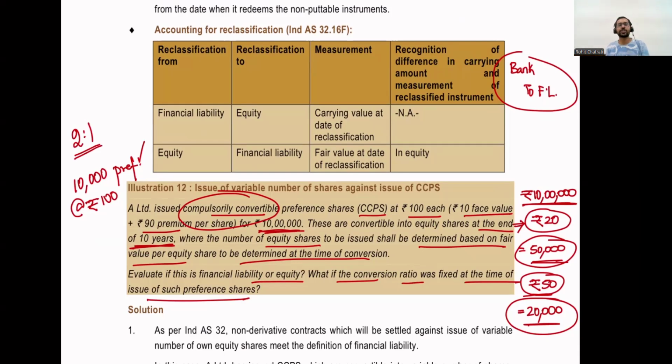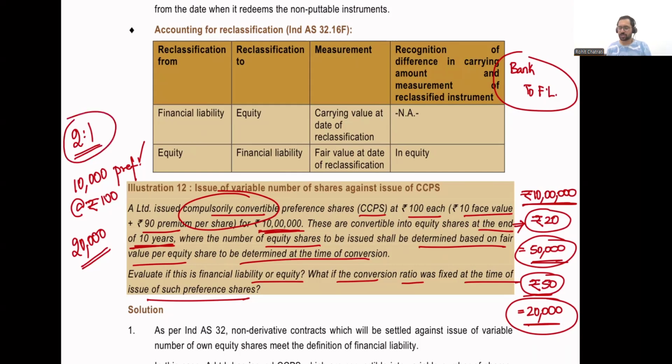A Limited will issue two equity shares for every one preference share, which means today itself I know that A Limited will be issuing 20,000 equity shares at the end of the 10th year. That is known today, at the time of issuance. In such a case, it's going to be considered as A Limited having an obligation to issue a fixed number of equity shares in future, because the conversion ratio is known as 2:1.